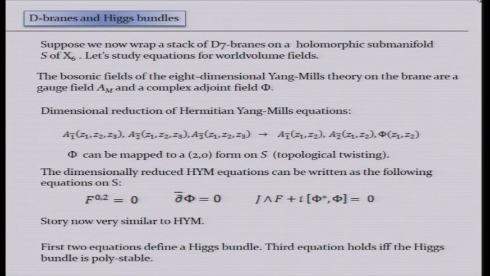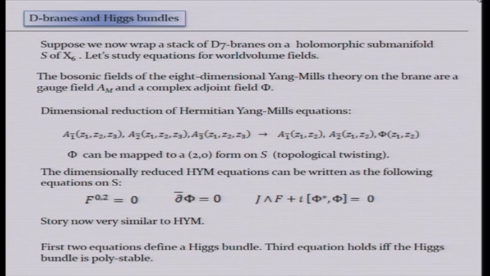And the whole story is basically now similar to what we saw for the heterotic string. So for the heterotic string, we saw that Hermitian Yang-Mills corresponds to a polystable holomorphic bundle. And it's the same story here, essentially. So the first two equations here now give you a Higgs bundle, which means it's a holomorphic bundle with a holomorphic section of the adjoint bundle, well, twisted adjoint, twisted by 2,0 forms. So that's like the analog of the holomorphic bundle in the heterotic string.